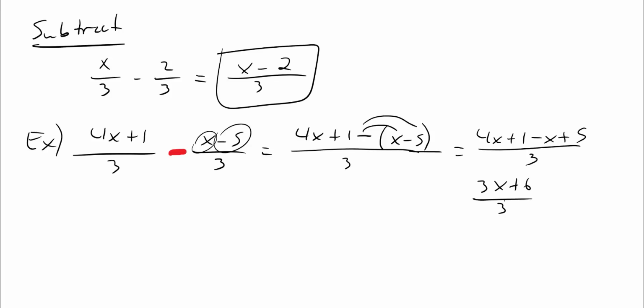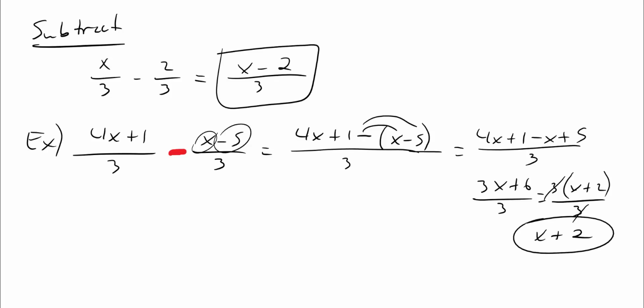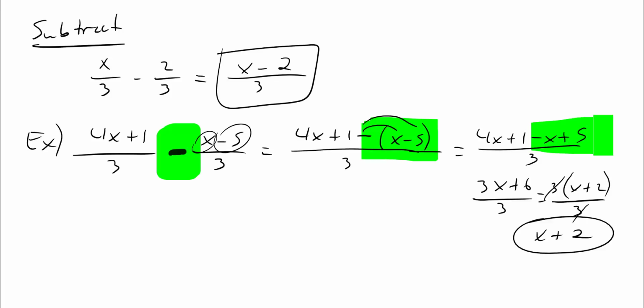Okay? And what do you do? You factor. So I'm going to factor out a 3. So I get 3 parentheses, and if I divide each of those by 3, I get x plus 2 over 3. And voila, that cancels, and I just get x plus 2 as my final answer. Okay? But man, number one mistake, guys, right here, is not distributing it to both the terms to give you that negative x plus 5. Number one mistake. So just be careful.